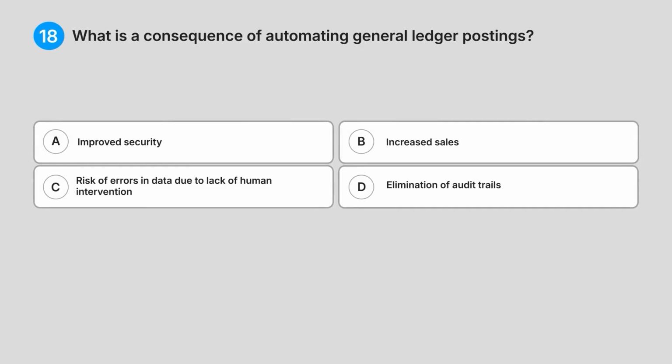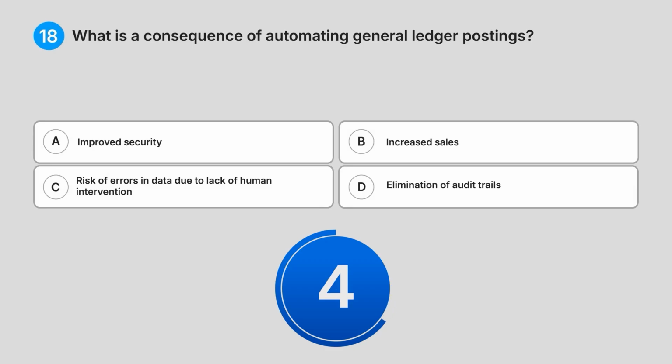What is a consequence of automating general ledger postings? A. Improved security. B. Increased sales. C. Risk of errors in data due to lack of human intervention. D. Elimination of audit trails. Do you know the answer?